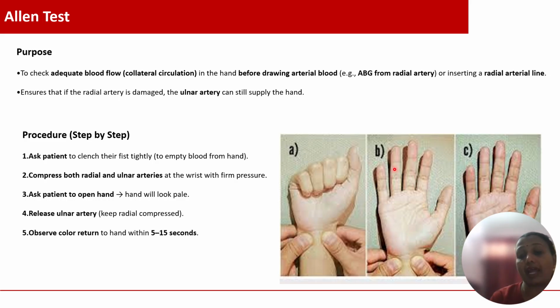Ask the patient to open the hand. At that time we can see the hand will look pale. After that, release the ulnar artery. Release the ulnar artery, keep the radial compressed. So at that time we can observe the color return within 5 to 15 seconds. That indicates there is enough circulation to the hand by the ulnar artery.